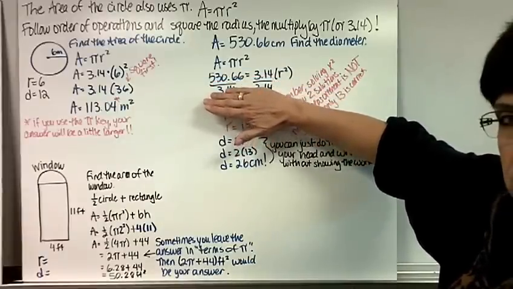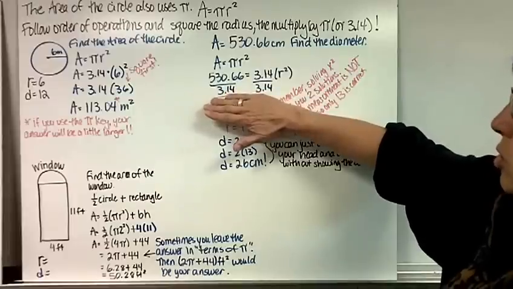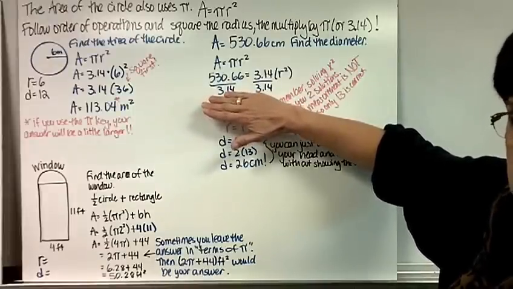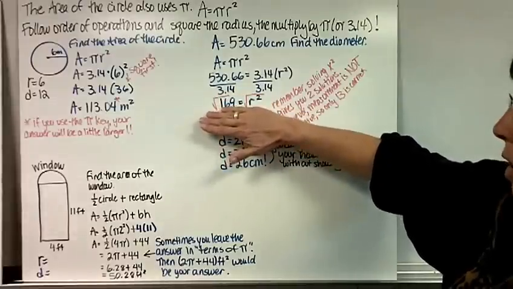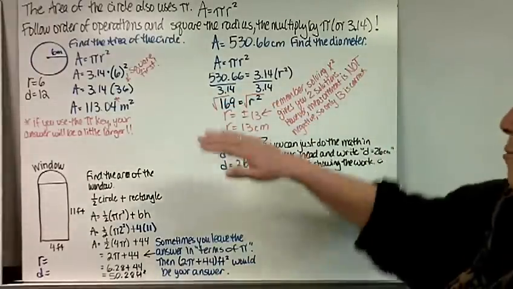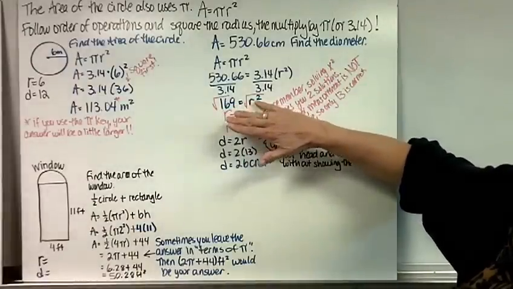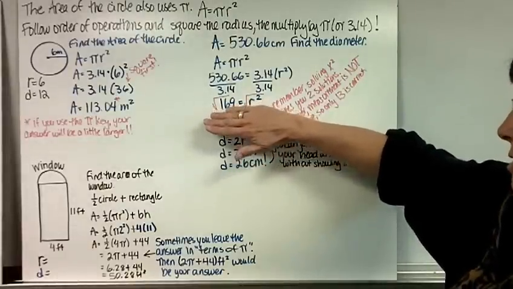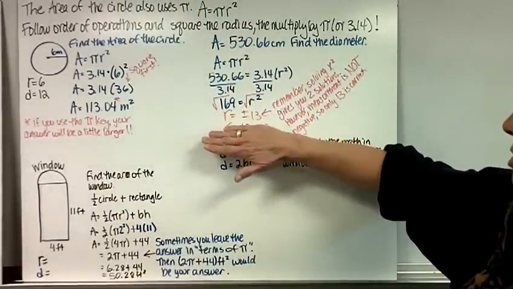Now, I've set these problems up to work for 3.14, so if you're using a pi key, you'll be a little bit off, but just look at the number. It's easy to round. Wow, I got 169. Perfect square. Now, what is the inverse operation of squaring? Take the square root of both sides of the equation.